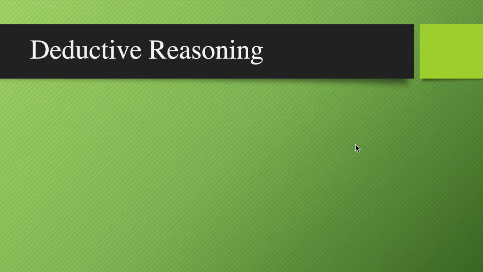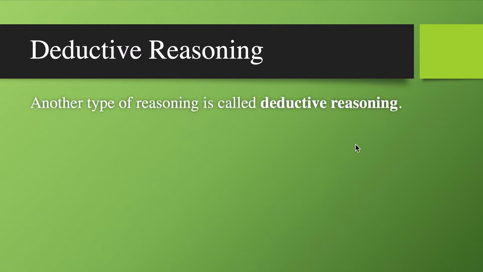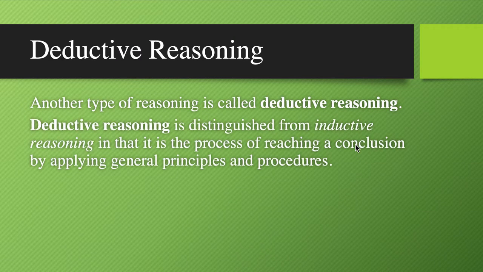Let's talk about deductive reasoning. This is another type of reasoning. In this lecture, deductive reasoning is distinguished from inductive reasoning in that it is the process of reaching a conclusion by applying general principles or procedures, just like we did algebraically. We didn't start with the specifics. We started with the formula.